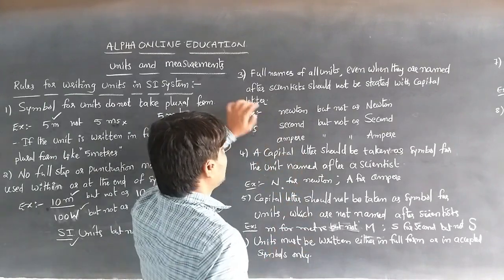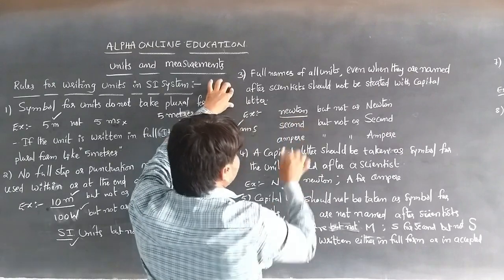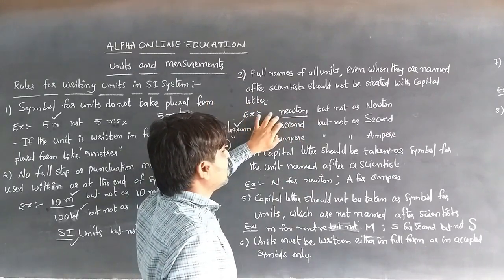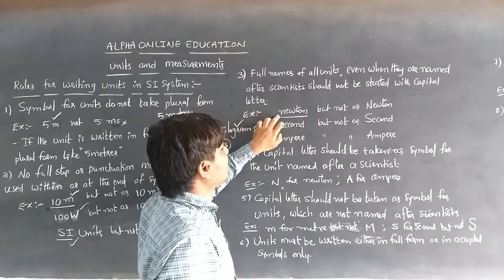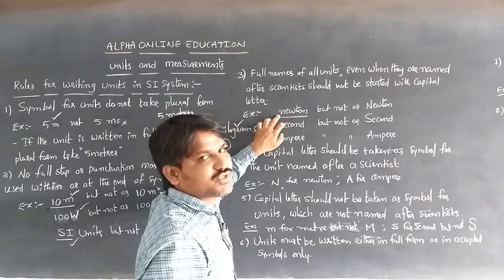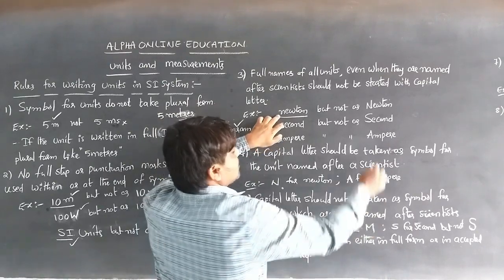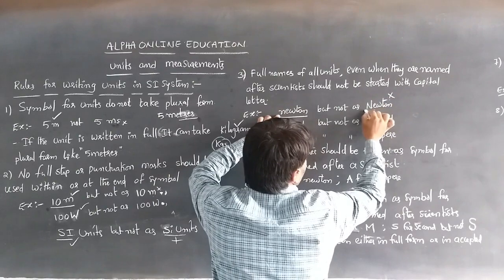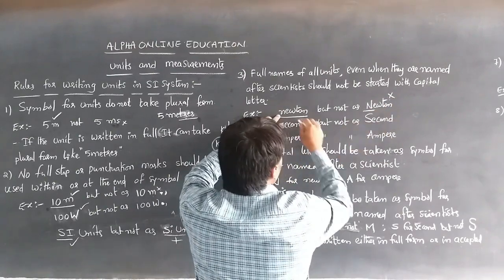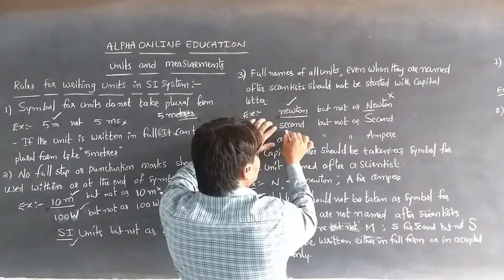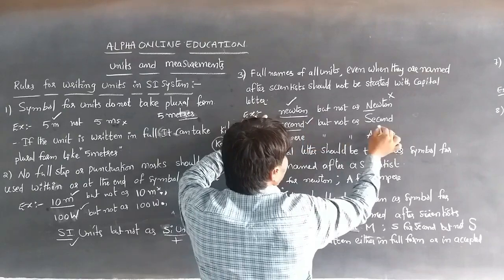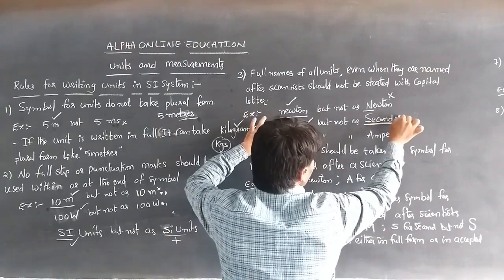Newton is a scientist, the greatest scientist. That's why here we should write Newton in small letters only. We should not start with the capital letter. If you start with a capital letter, that will be the wrong thing. This will be the right one. In the case of second, this will be the right thing, and whenever we use the capital letter, this will be the wrong one.